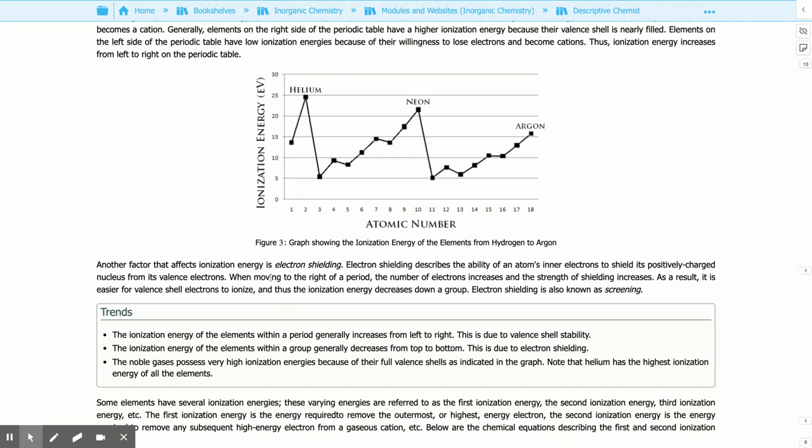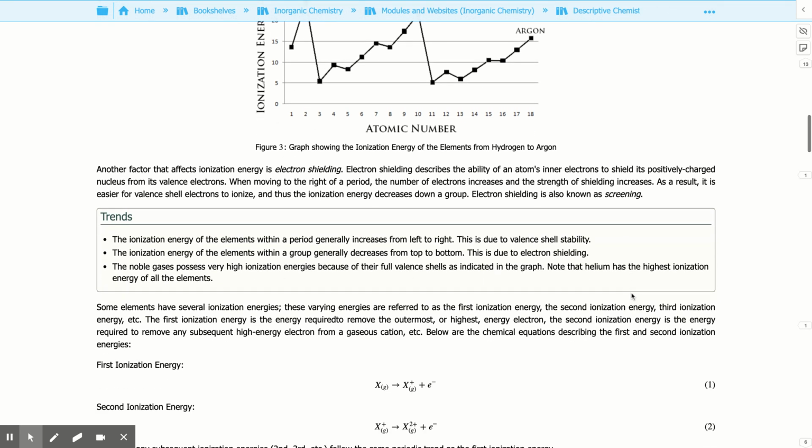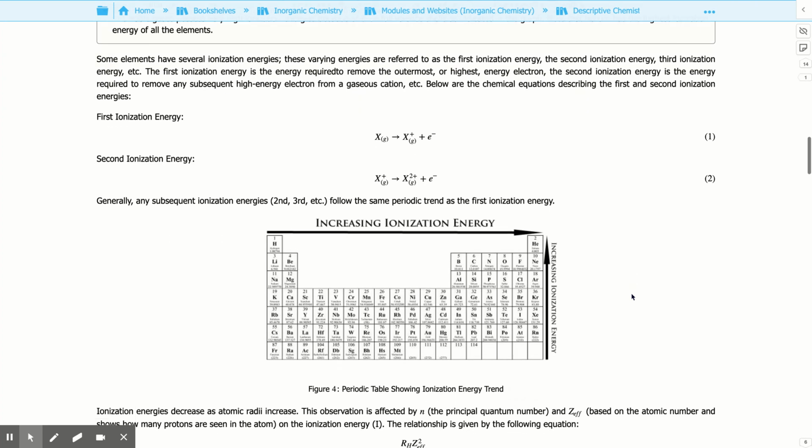So here we can see ionization energy as it varies with atomic number. And similar to that first chart we looked at, you can see that the increasing ionization energy flows from left to right and down to up, similar to how it flows for the electronegativity periodic table.